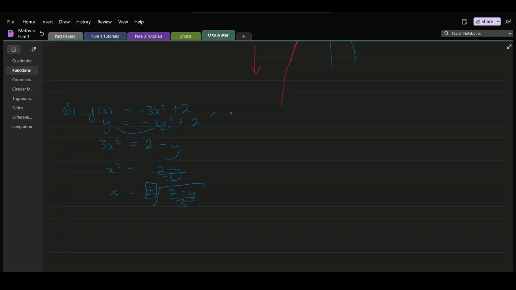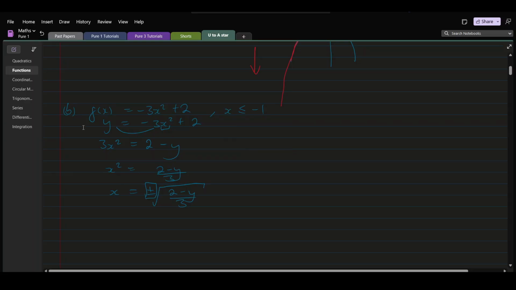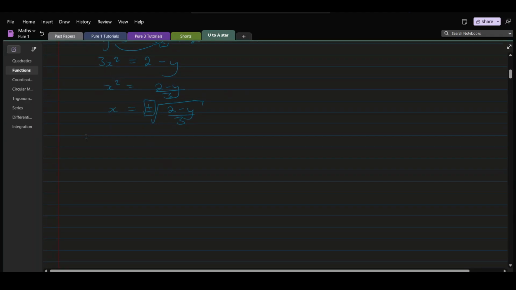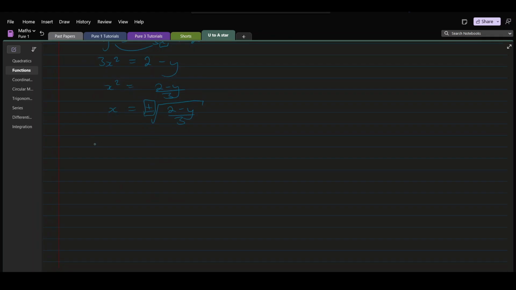Now this sign will be influenced by the domain of f inverse of x. So our domain is x is less than or equal to negative 1. So since our domain has the less than sign, we'll take the negative sign. If our domain has the greater than sign, we'll take the positive sign. So x is negative the square root of 2 minus y over 3. Now let's write it with the correct notation. That's f inverse of x is equal to negative the square root of 2 minus x over 3, and this would be our final answer.